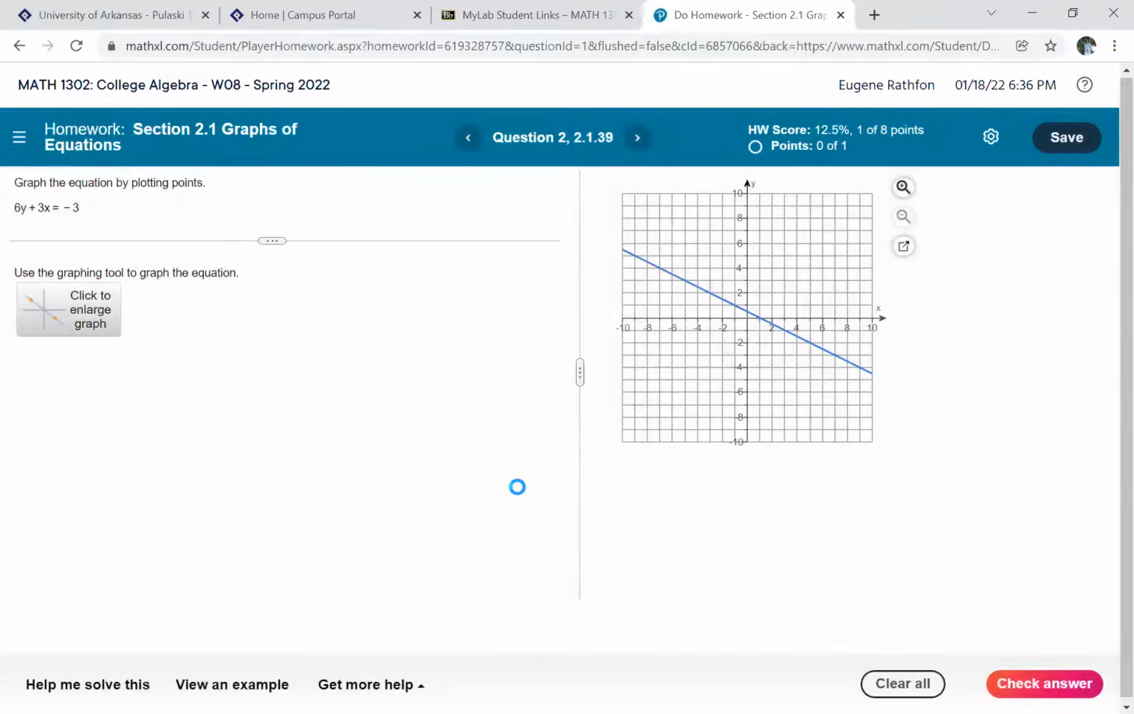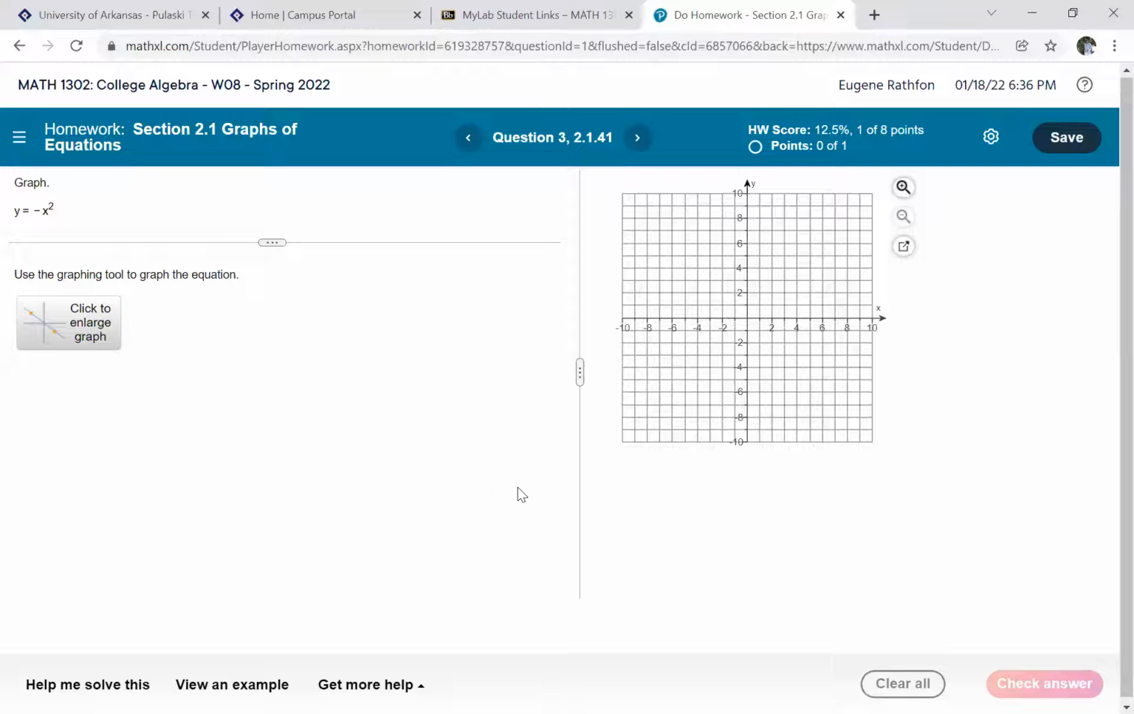So I'm moving on. All right, here we got y equals -x². So let me go to the camera.